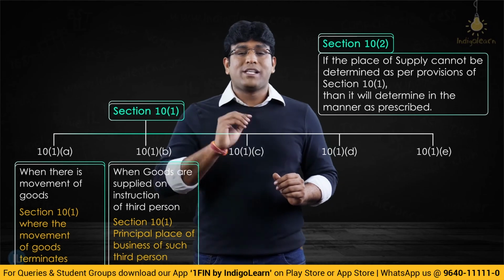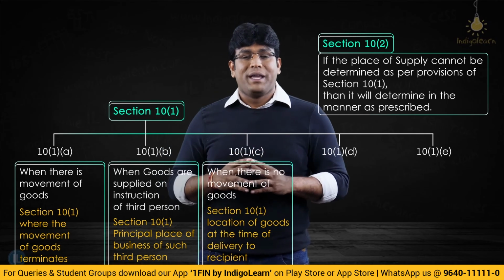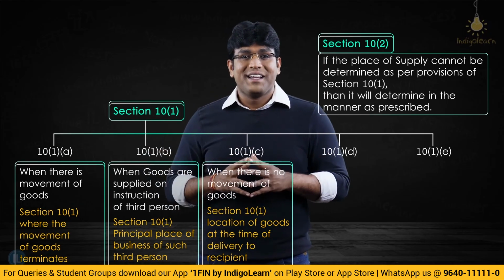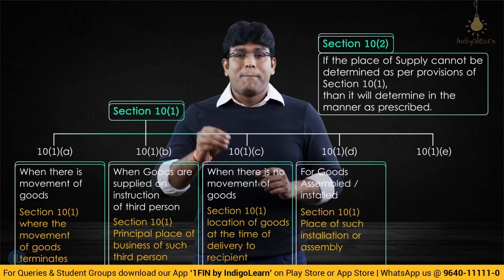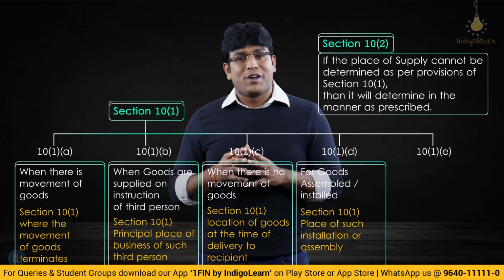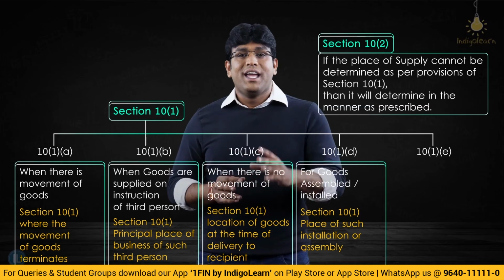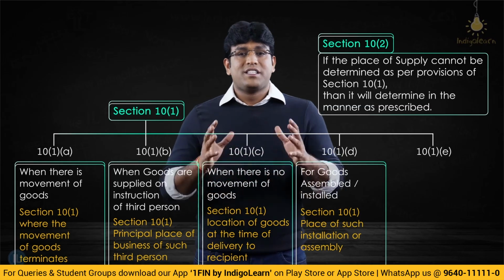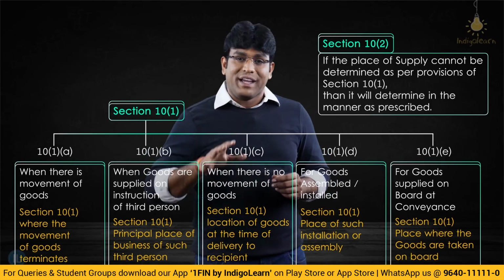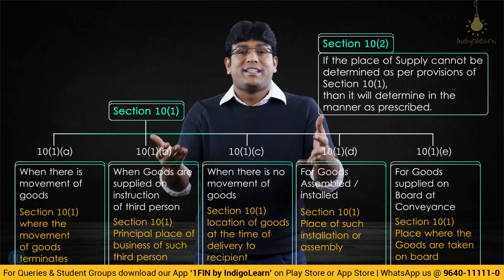In that case, place of supply will be the principal place of business of such third person. 10.1c talks about place of supply where there is no movement of goods. Place of supply will be the location of goods at the time of delivery to the recipient. Then 10.1d talks about place of supply for goods assembled or installed. For that, place of supply will be the place of such installation or assembly. Finally, the last point, 10.1e, deals with goods supplied on board a conveyance, for which place of supply will be the place where goods are taken on board.